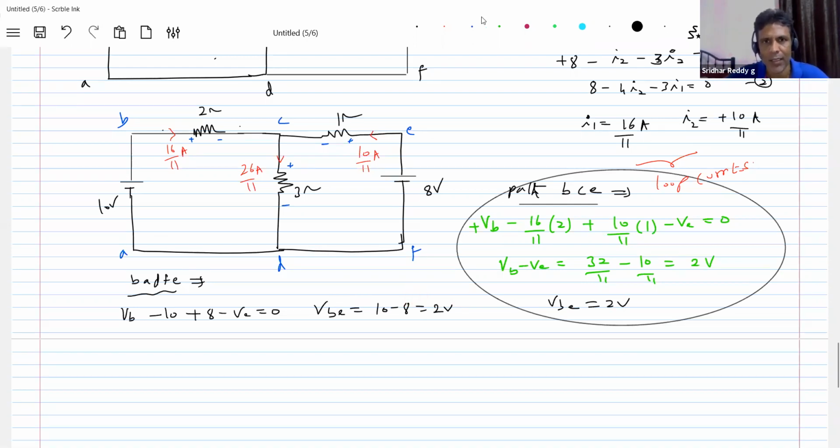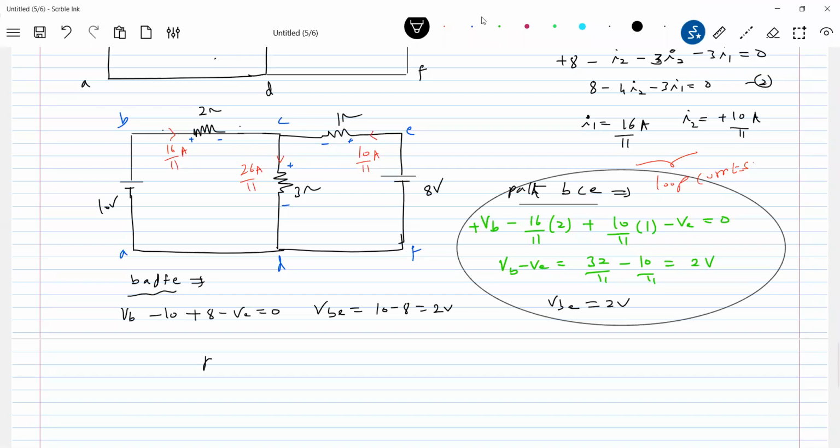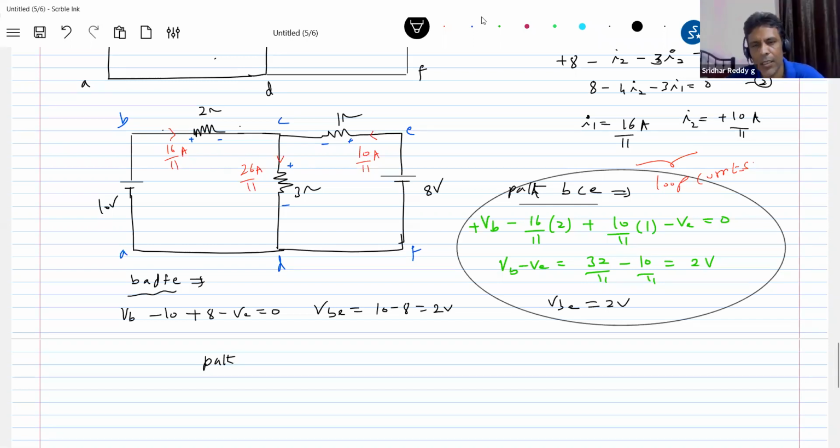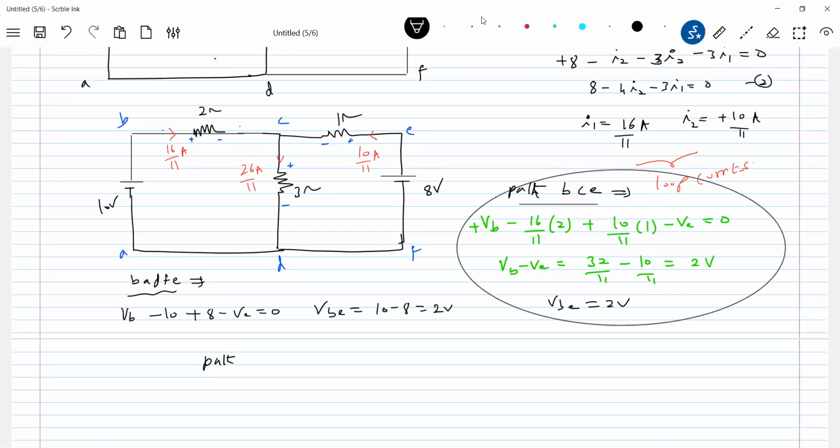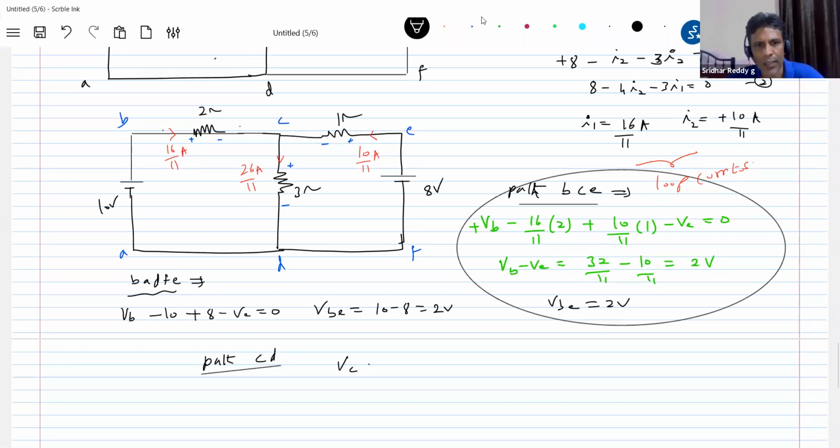Sir, can you explain again why potential at E is negative, sir? We took minus VE, no, sir. No, there is a convention: where you begin, positive; where you end up should be negative. Okay, sir. For path CD, what do you write? VC minus 26 by 11 into 3 minus VD equal 0. So our VCD should be equal to how much? 26 into 3, 78 by 11 ampere.